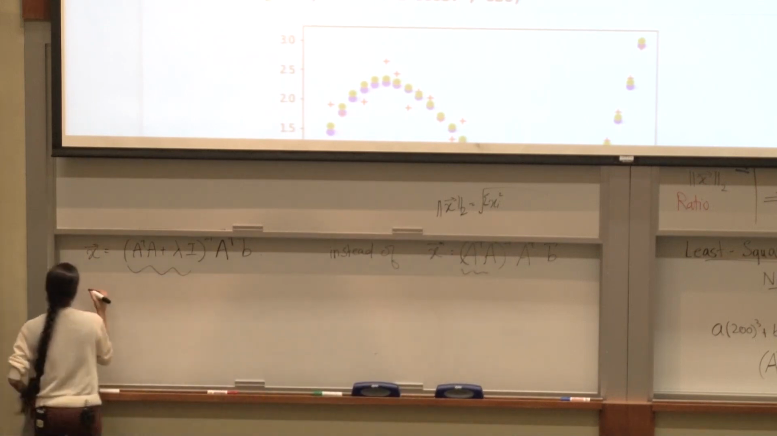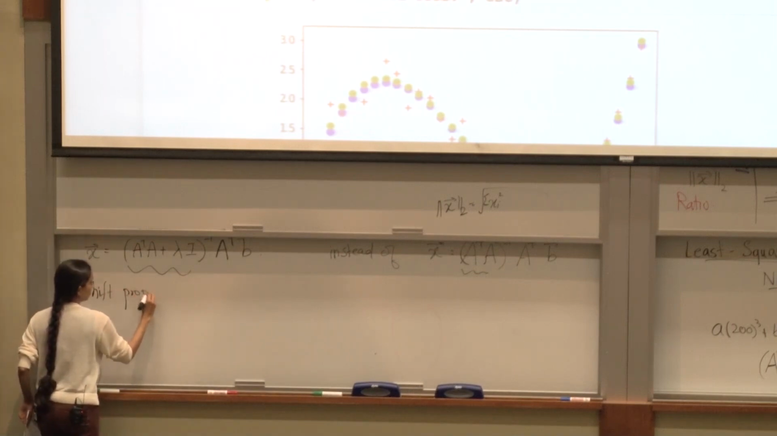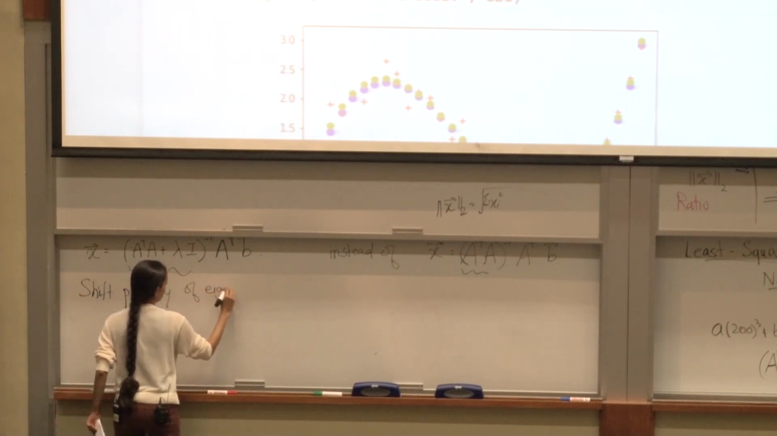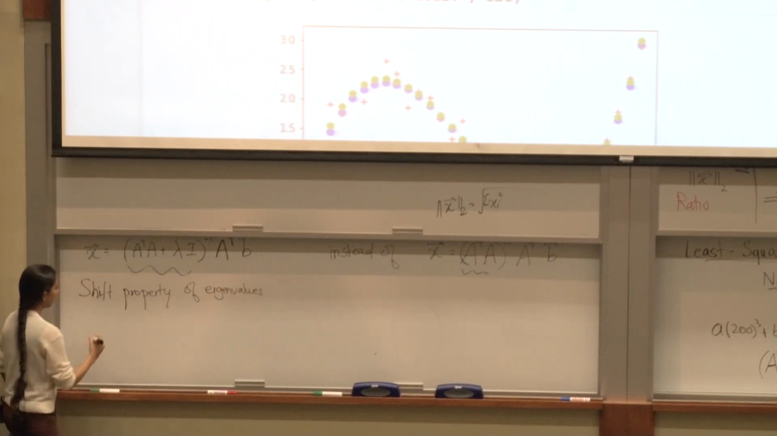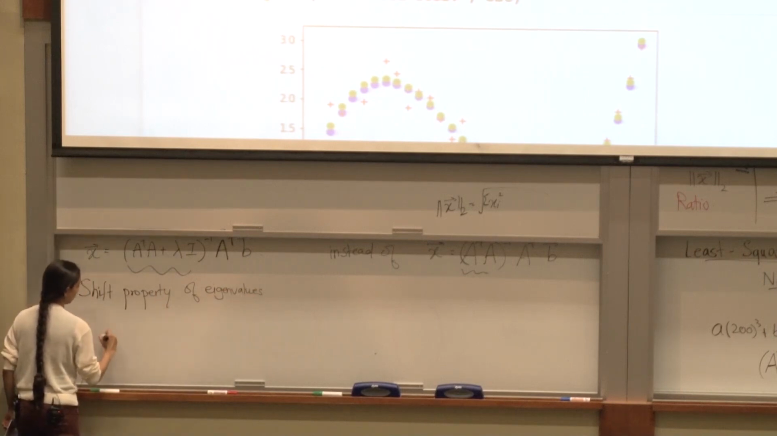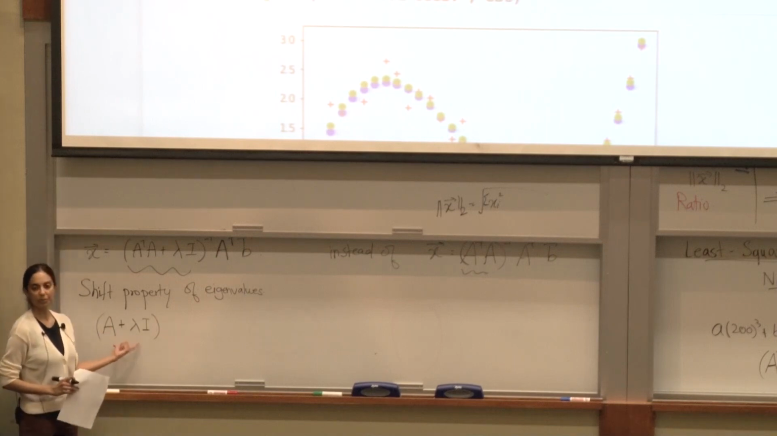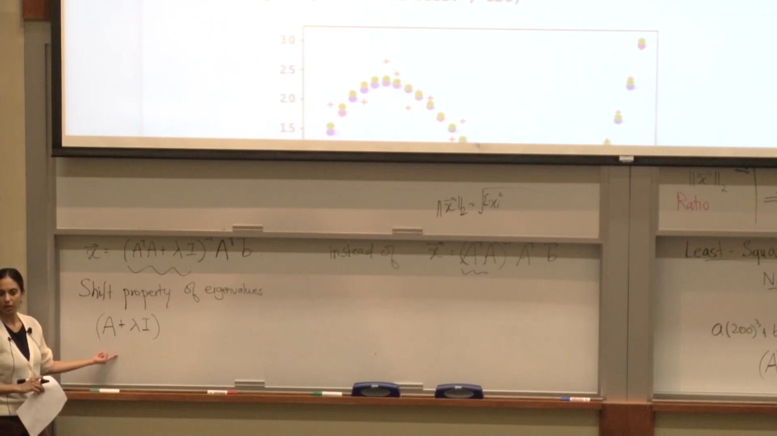So the first thing I want to understand, basically, is how is this matrix related to this? And this you've seen before, right? You've seen the shift property of eigenvalues. So if I have some matrix A, and I consider A plus lambda I, what are the eigenvalues of A plus lambda I as compared to the eigenvalues of the original matrix A? How can you see this?